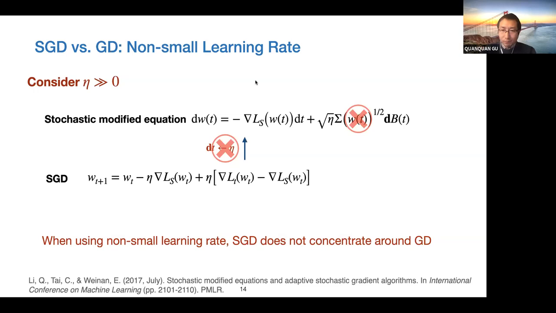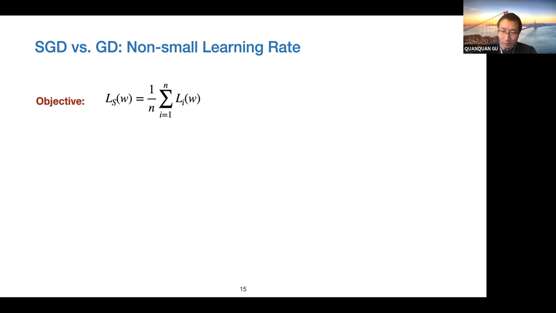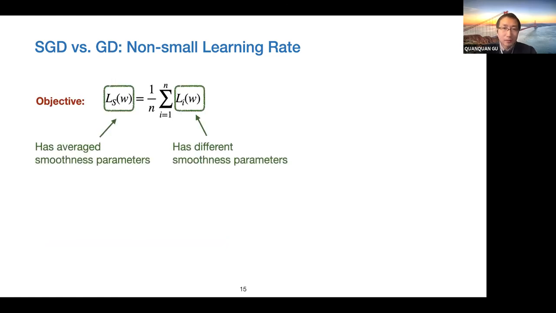And we should characterize their behavior separately rather than treat them as the same thing. Okay. Now, let's consider the non-small learning rate regime, or we call it the moderate learning rate regime. So this is an objective function we want to minimize. Okay. So remember that each component function L_i, in the empirical risk minimization setting, is associated with the ith training data point in the data set, right?